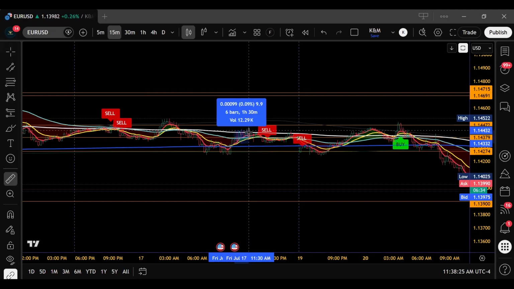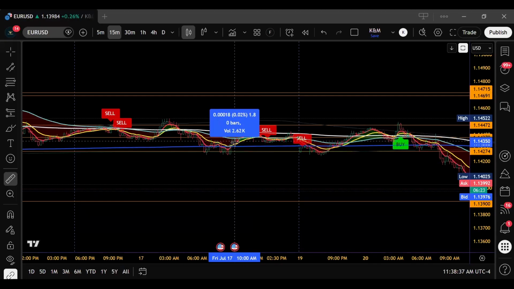Well, from in between this blueberry and that Mayo, it's only 8 pips. So I might not want to touch it at all. Or I'm just going to know that once it gets to that Mayo, I need to get out or I need to put my stop loss in profit.